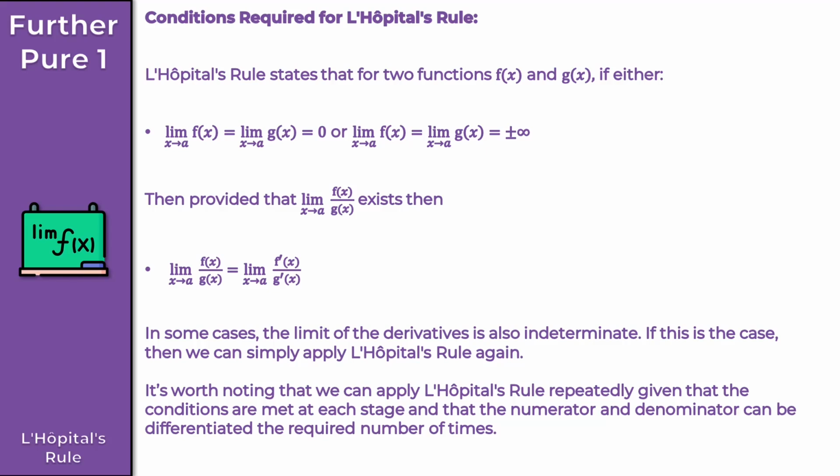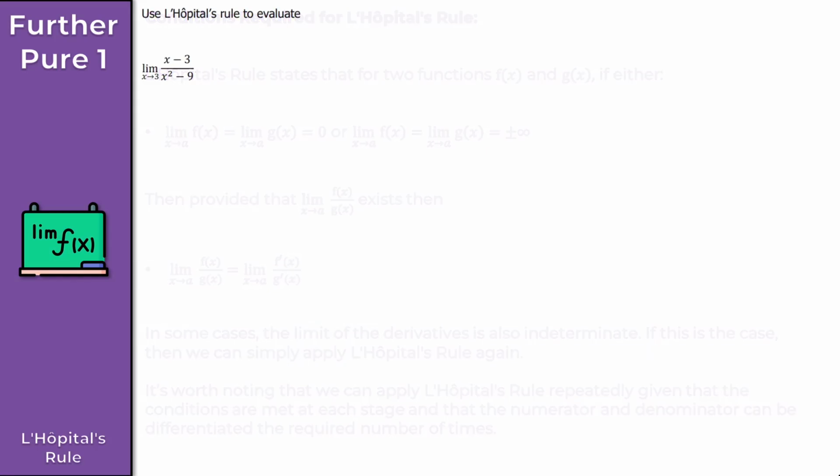I think the best way to demonstrate L'Hopital's rule is to run through two practice questions. So let's begin with question 1. For question 1, we want to use L'Hopital's rule to evaluate the following limit. We have the limit of x minus 3 over x squared minus 9 as x tends to 3.